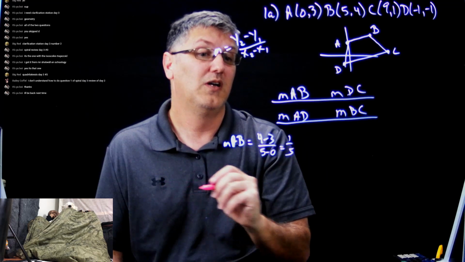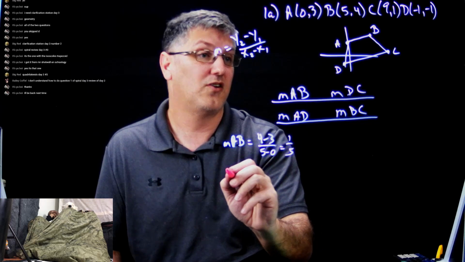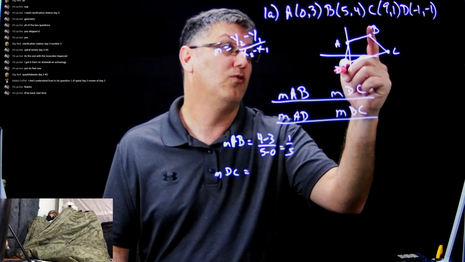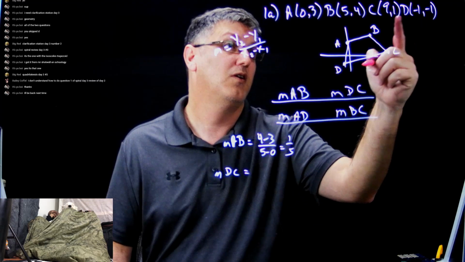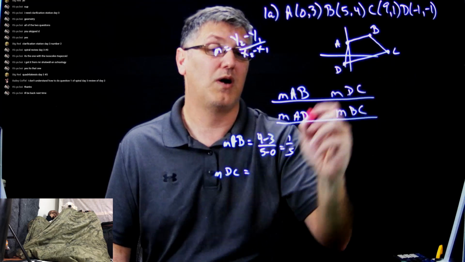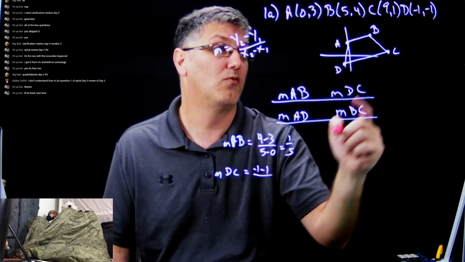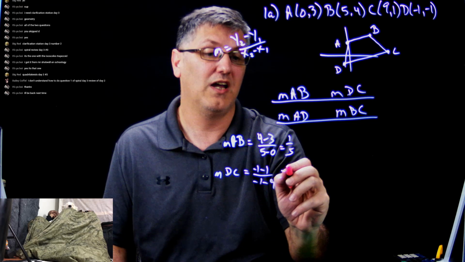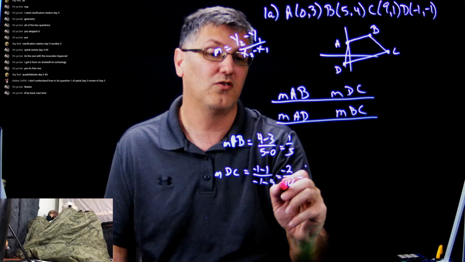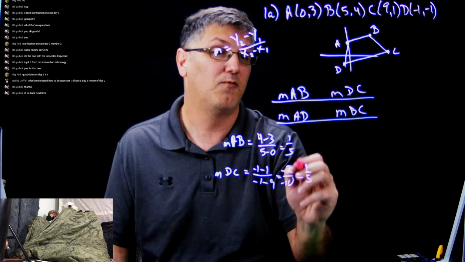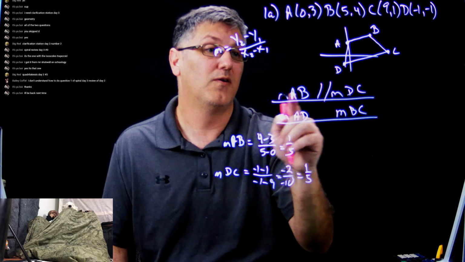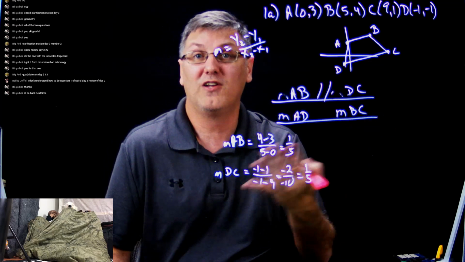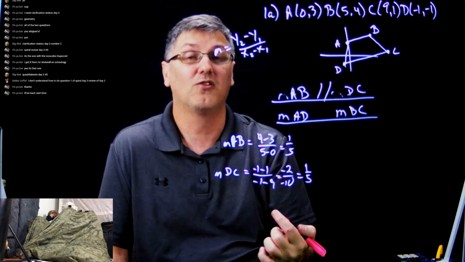That's easy enough. All right, so now let's check DC. So let's do -1 minus 1 over -1 minus 9. That gives me -2 over -10, which reduces to 1/5. So I know that those are parallel. So far so good. Now I just check these two. As long as they're not parallel, I have a trapezoid. If they're parallel, I actually have a parallelogram.